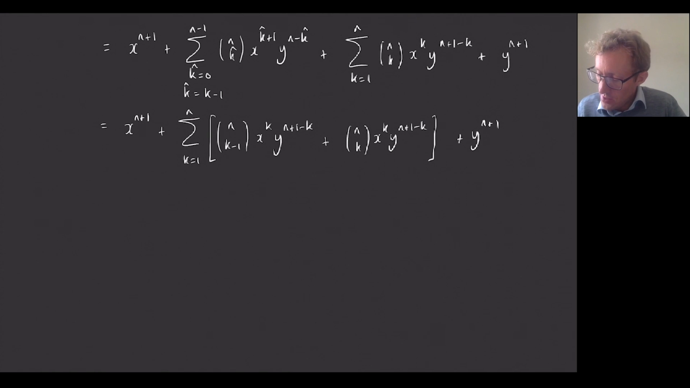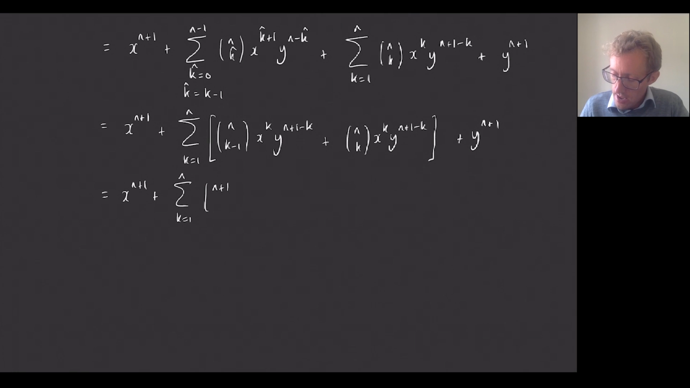And now, in this bracket, I could obviously factorize the powers of x. I have n choose k minus 1 plus n choose k, and that's what I just said in the lemma was equal to something else. So now we use the lemma. This is going to be x to the n plus 1 plus the sum k is 1 up to n of n plus 1 choose k, x to the k, y to the n plus 1 minus k. Then we have plus y to the n plus 1, and I'll just write here using the lemma.